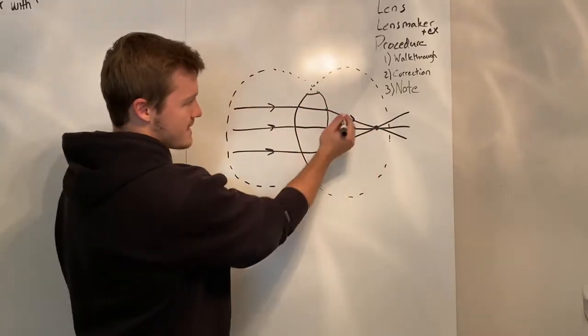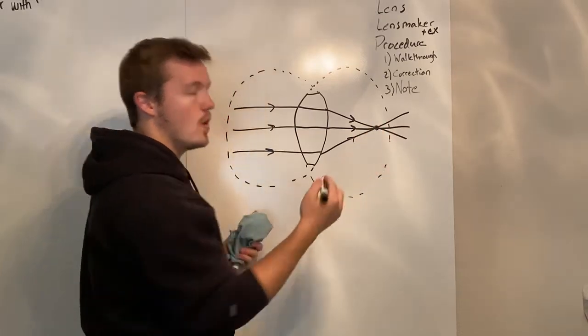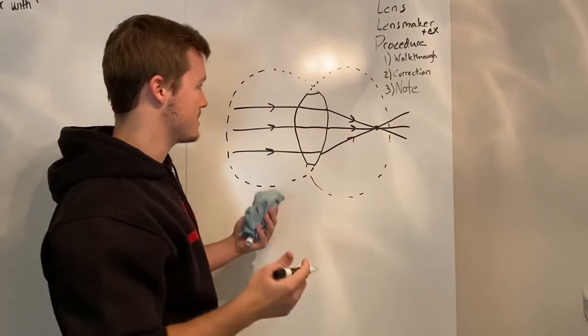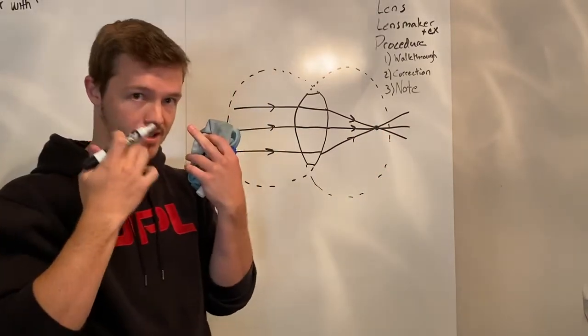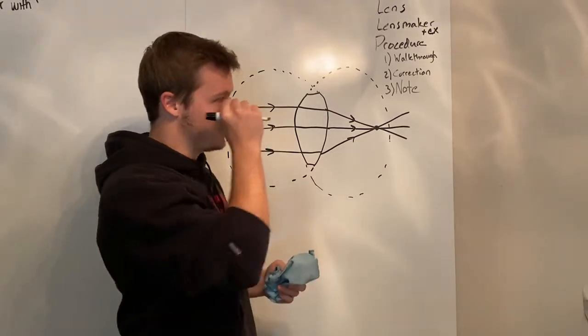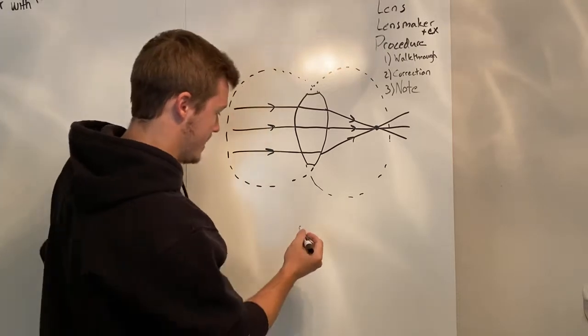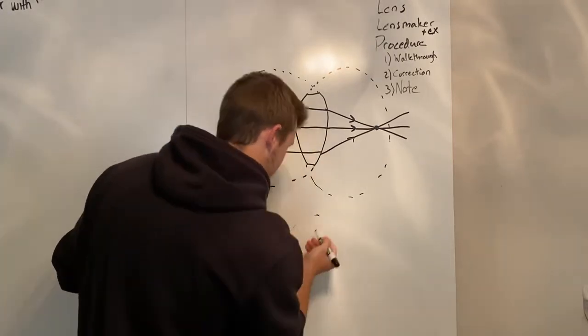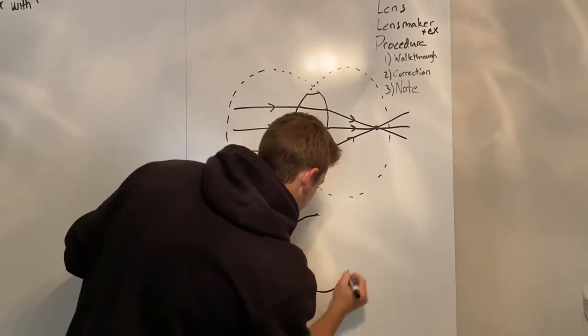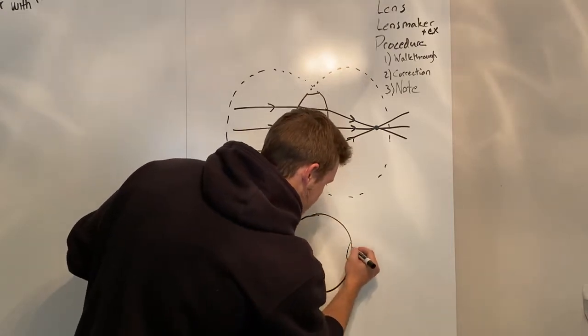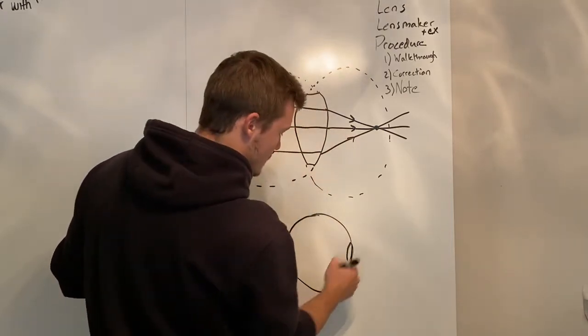Now this might not seem like it's that useful, but we actually use lenses all the time. And in fact, you guys use 2 lenses every day, your eyes. So our eyes actually behave like a lens. And basically what we need for our eyes to work. So pretend this is my eye, right? This is where the light comes in.